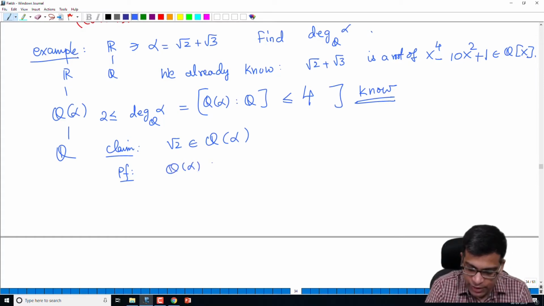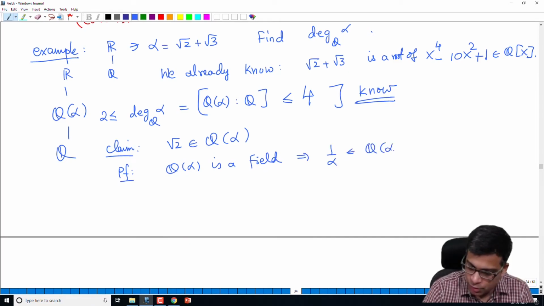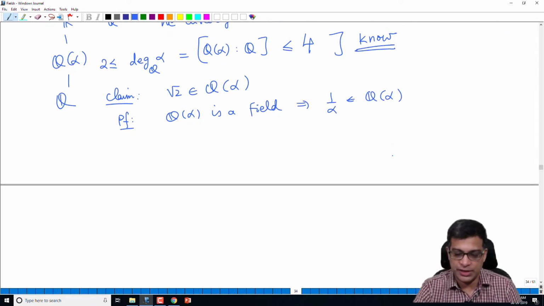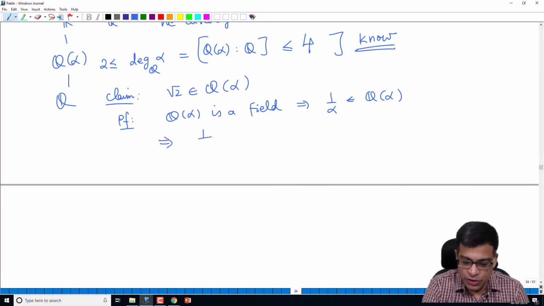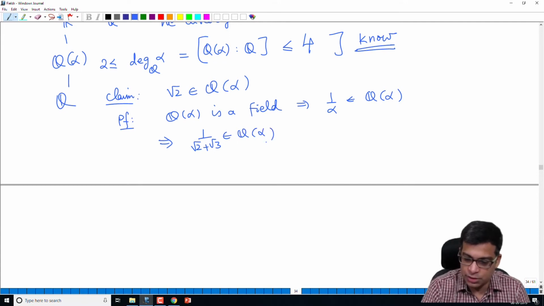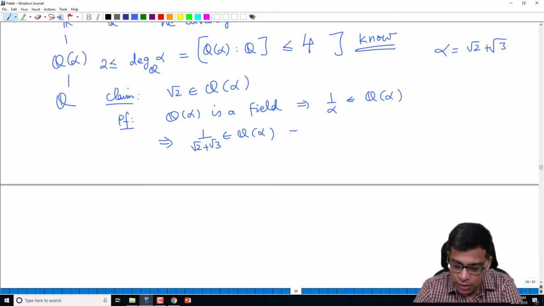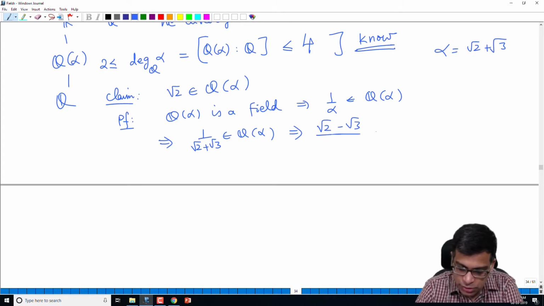Since Q(alpha) is a field, 1 by alpha is in Q(alpha). Remember, Q(alpha) is a field, so alpha is a non-zero element, so its inverse is there. That means 1 by root 2 plus root 3 is in Q(alpha), because alpha is just root 2 plus root 3. I am just writing that as alpha for simplicity. This means I multiply both numerator and denominator by root 2 minus root 3. So what I get is root 2 minus root 3 in the numerator and root 2 plus root 3 times root 2 minus root 3 in the denominator.